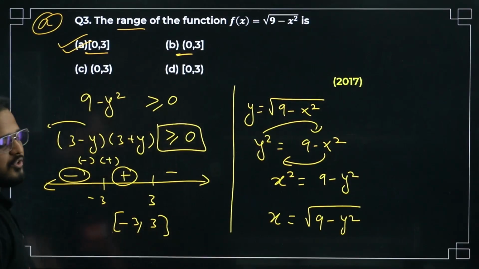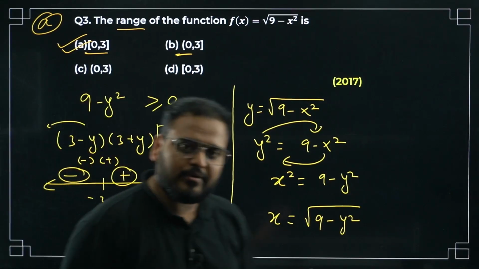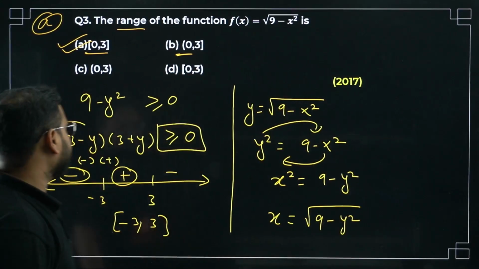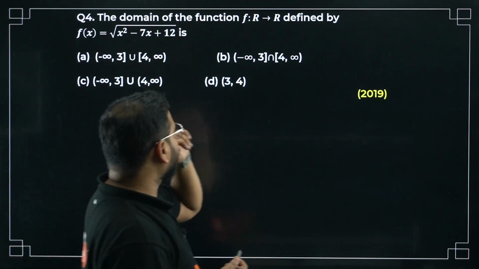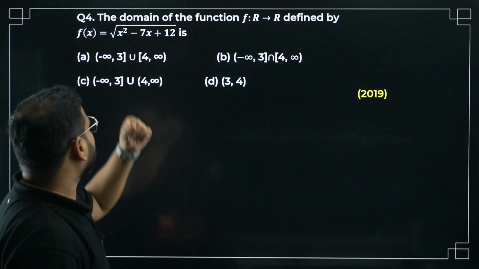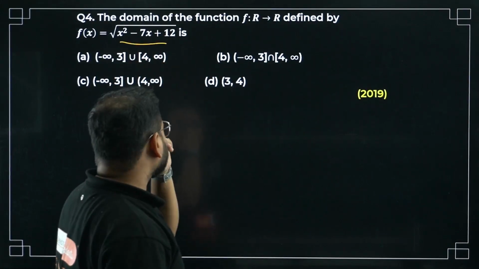Question number 4. It's a simple question but conceptual. That's why I've given some time on it. All of you agree? Let's move on to question number 4. The domain of the function is defined by this. Domain we are looking for means x value, right? This has to be positive.